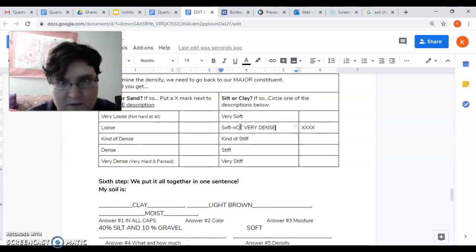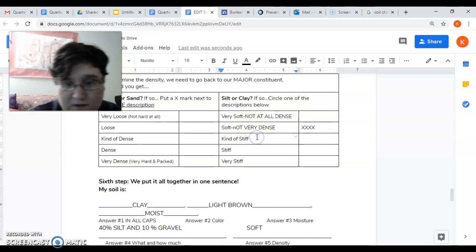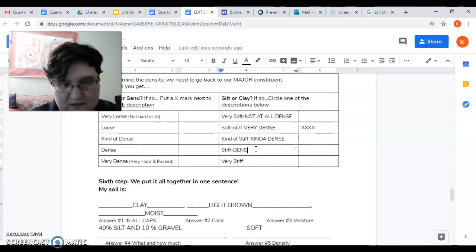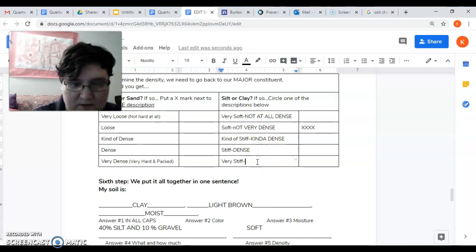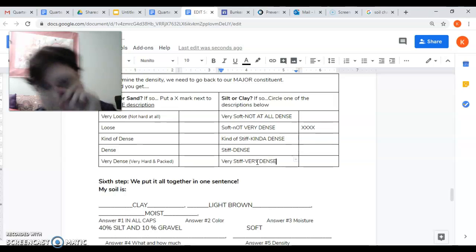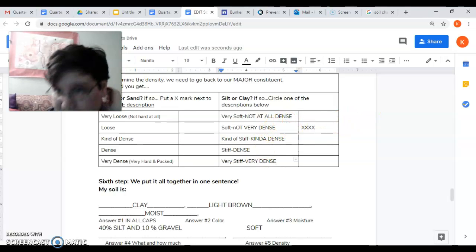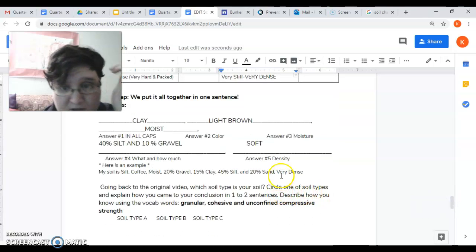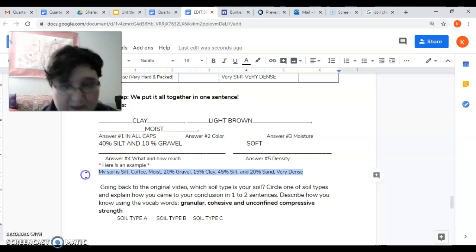And this would be not at all dense. This would be kinda dense. This would be dense. And this would be very dense. So, like I said, I'm just going to write dense for mine. Okay, so I'm going to write this out in a sentence. I'm actually going to get rid of the example here.